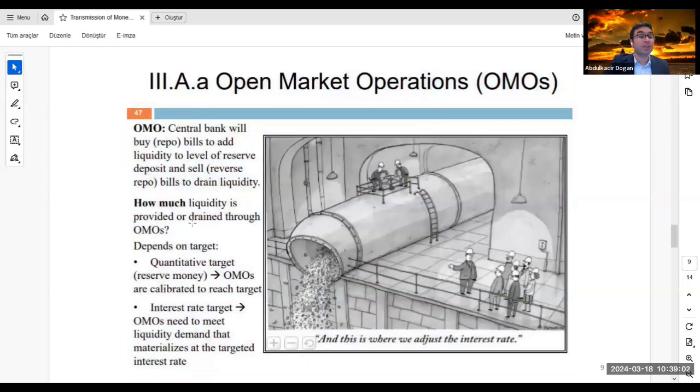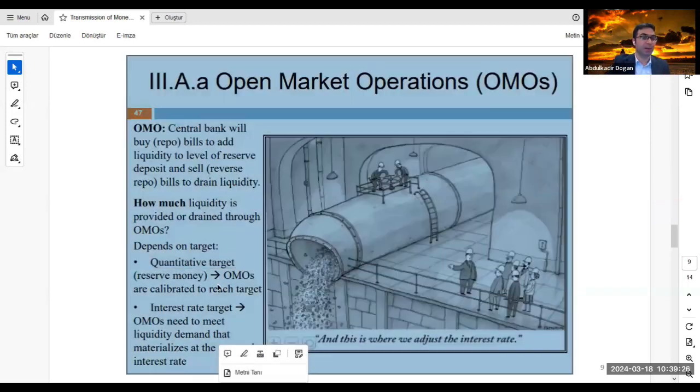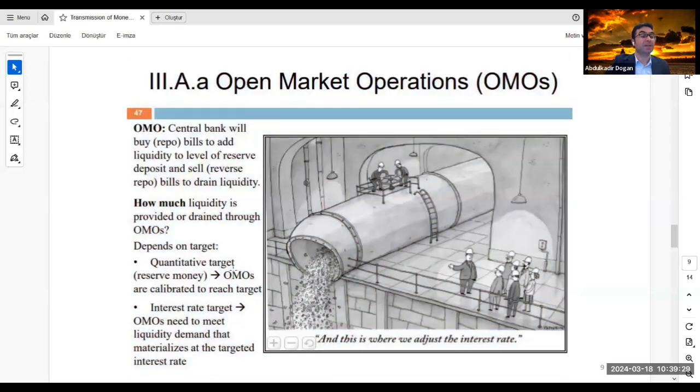And how much liquidity is provided or drained through OMO? It is dependent on the target. So if you know the money supply, you can calculate the price level in the economy. So according to your target at the end, you can adjust how much liquidity you will give, how much liquidity you want back at the end. This is the quantitative target, reserve money, and this can be directly calibrated by the open market operations. An interest rate target can be open market operation again, needs to meet the liquidity demand in the market that materializes at the targeted interest rate.